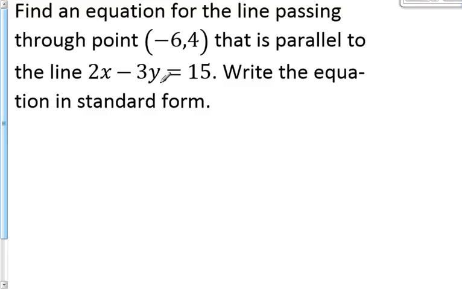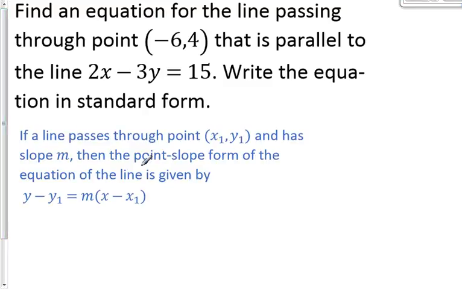The reason they gave me this information is because by telling me that the lines are parallel, I know that parallel lines have the same slope. And what we're going to do is use this theorem, which is the point slope form, in order to come up with the equation of a line. The point slope form will always allow me to come up with the equation of a line, except in the case of a vertical line.